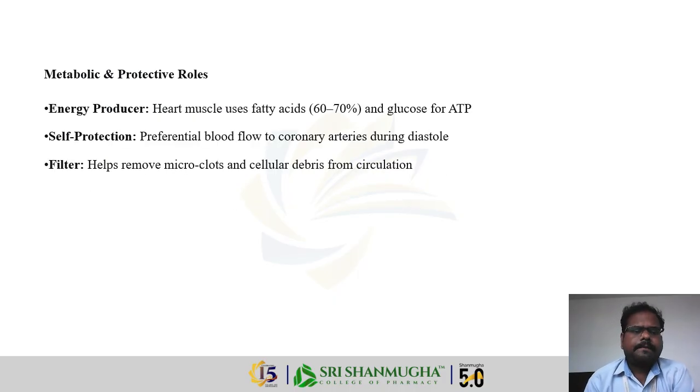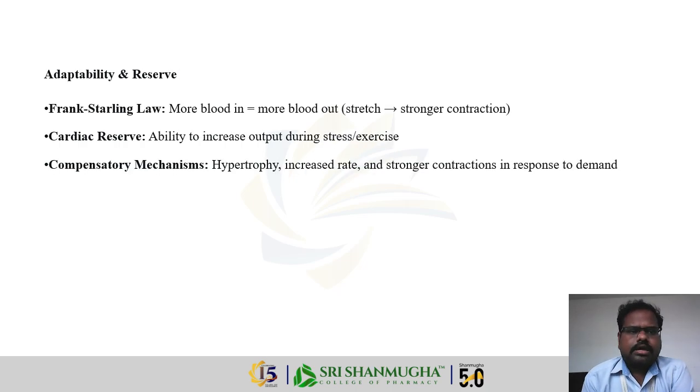Next, metabolic and protective roles. The energy producer, that is heart muscle, uses fatty acids 60 to 70% and glucose for ATP. Then self-protection. So preferential blood flow to coronary arteries during diastole. So the coronary artery supplies blood to the heart. Then filter helps to remove microclots and cell debris from the circulation.